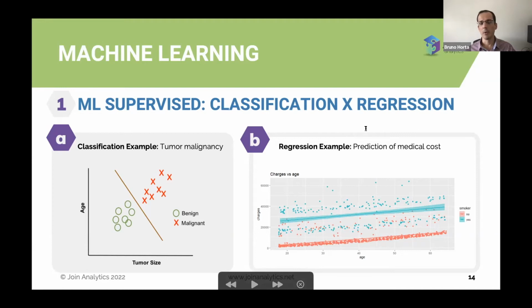In a regression example, the numerical value is actually the target. So here is an example where the medical costs of treatments are predicted as a function of the age here in this plot. And you can see in this plot that the model, the line here, is more or less fitting to the data points in blue and in red here. So red and blue here are if the patient is a smoker or a non-smoker. You can see that smokers are usually associated with more expensive medical treatment.